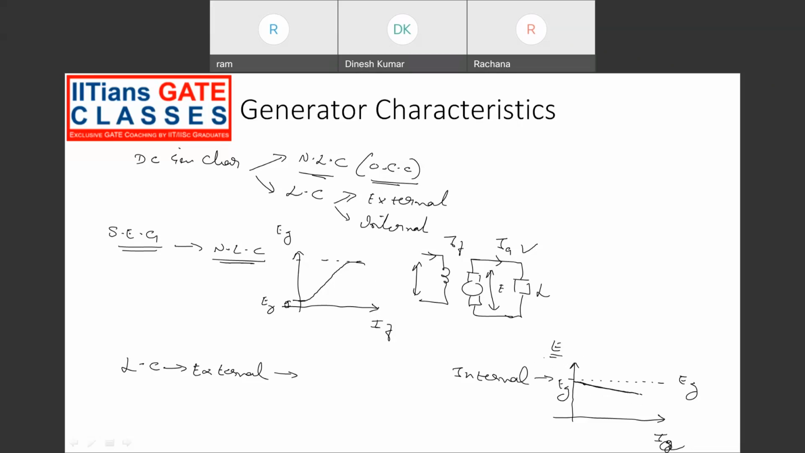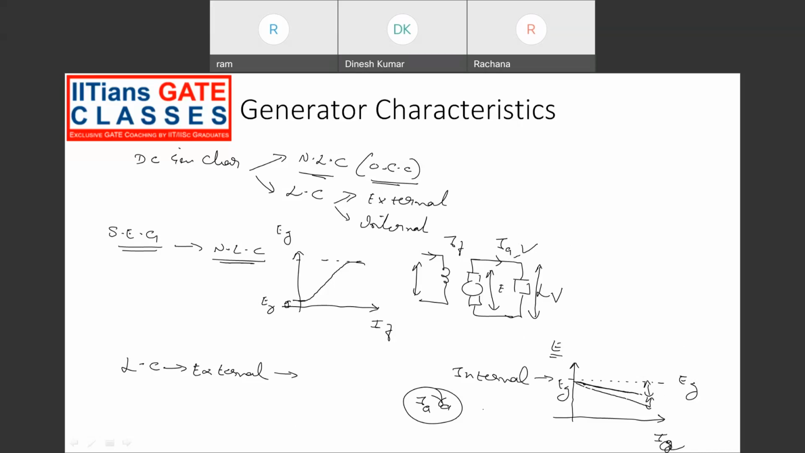Now the external characteristics is nothing but the terminal voltage. It is drawn between terminal voltage and the armature current. When we look at the terminal voltage, we have to consider the armature resistance drop also, IA RA drop, in addition to the armature reaction drop. So this drop is due to armature reaction, and this drop is due to the armature resistance.